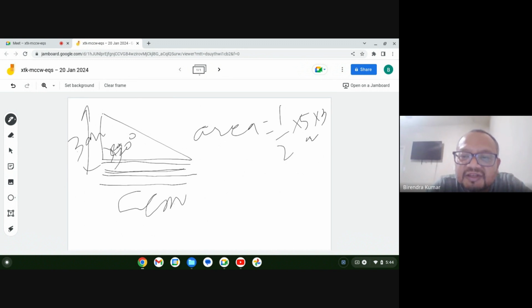This is 5 centimeter, 3 centimeter. So this becomes 5 into 3, 15. 15 by 2. This is centimeter and this is centimeter. So centimeter into centimeter is centimeter square.